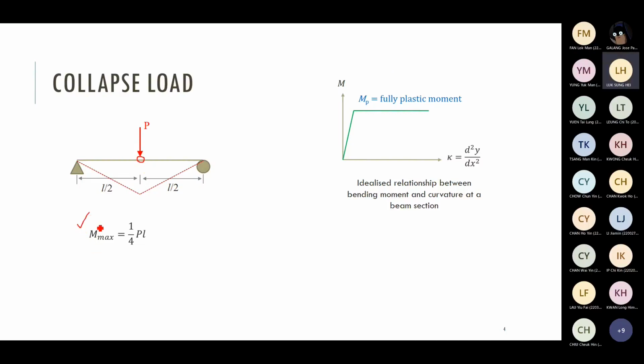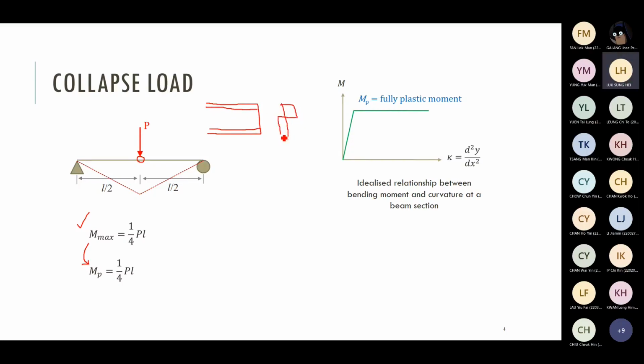This is from the moment diagram: Mx equals 1/4 PL. Then, from the picture, you can also see that we have one plastic hinge form at the middle. So this moment should be equal to the plastic moment, the maximum moment that can be taken by a beam section. We have learned how to find the plastic moment for any beam section.